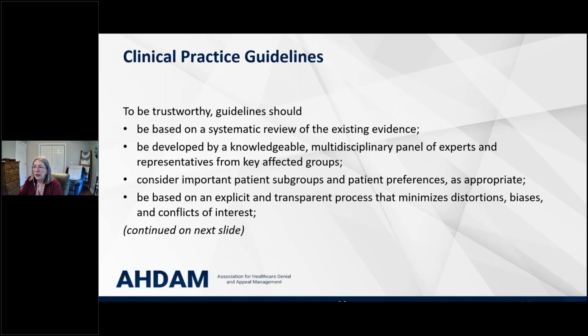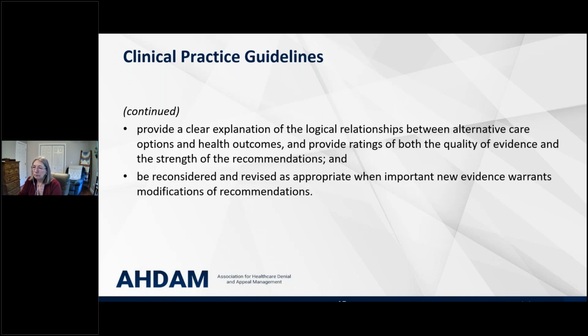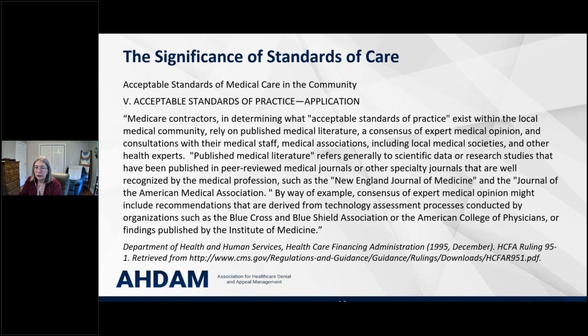Consider important patient subgroups and patient preferences. Again, let's think about what our patients prefer for their care. They should be based on an explicit and transparent process that minimizes distortions, biases, and conflicts of interest. So be very transparent about how they develop their guidelines. They should provide a clear explanation of logical relationships between alternative care options and health outcomes, as I've just stated. Provide ratings of both the quality of evidence and the strength of the recommendations. Some guidelines will very formally provide ratings of the strength of the recommendations. Some do and some do not. And then be reconsidered and revised as appropriate. So they should be up to date or updated as care practices change.